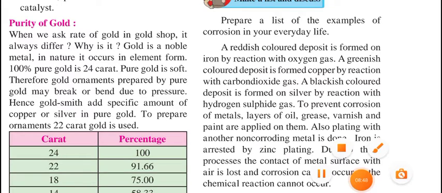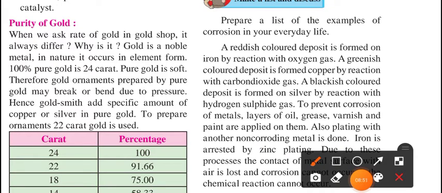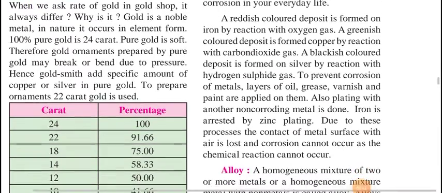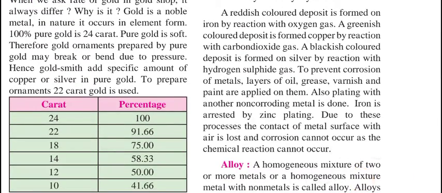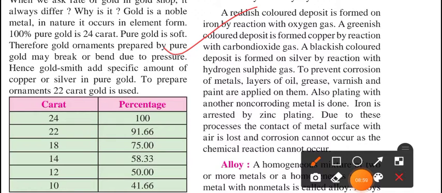So you can prepare a list of corrosive materials which you have seen in your daily life. Okay, so we will discuss what corrosion is. A reddish colored deposit is formed on iron by reaction with oxygen gas, which we have seen in the image. A greenish colored deposit is formed on copper by reaction with carbon dioxide gas. A blackish colored deposit is formed on silver by reaction with hydrogen sulfide gas.